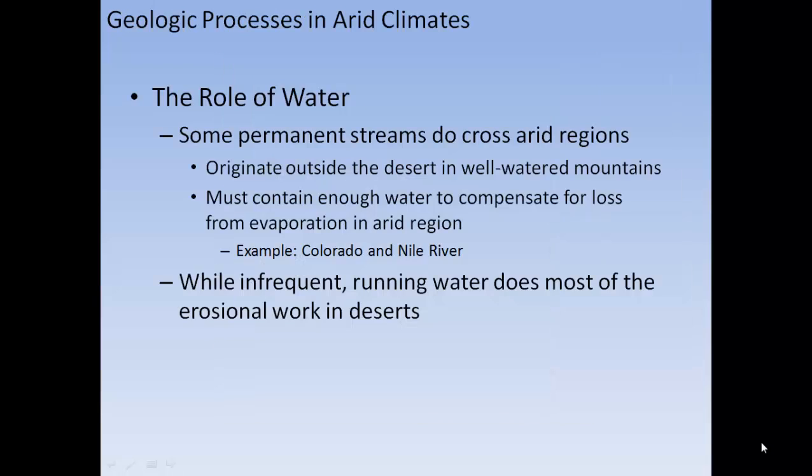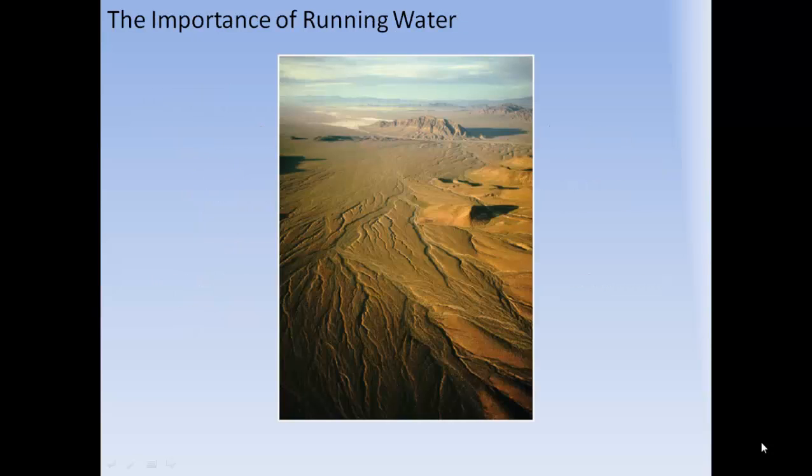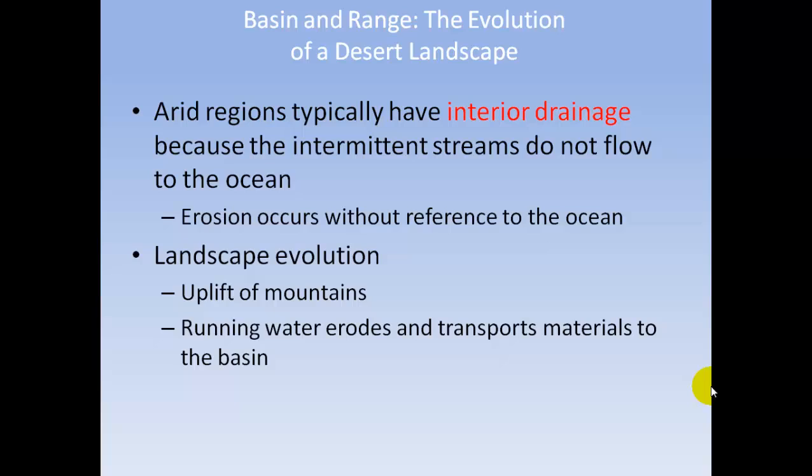Some permanent streams do cross arid regions. They originate outside the desert in well-watered mountains and must contain enough water to compensate for loss from evaporation in an arid region. For example, the Colorado River and the Nile River do this. While infrequent, running water does most of the erosional work in deserts. So running water is very important. It'll carve the landscape when there is running water.